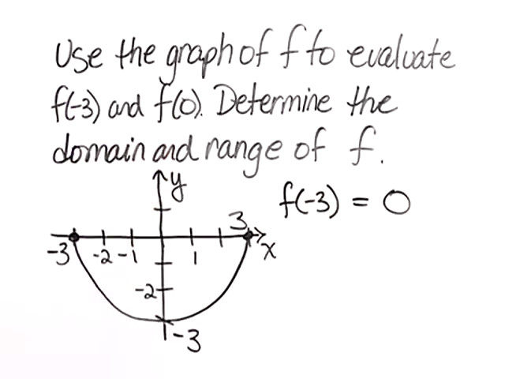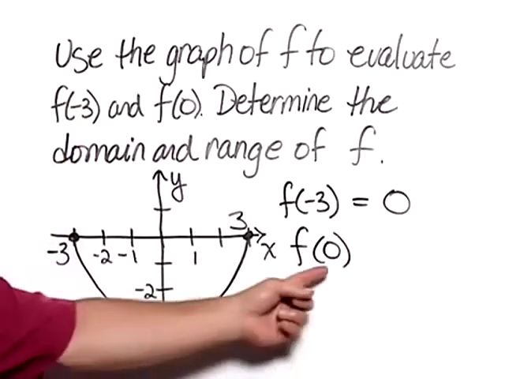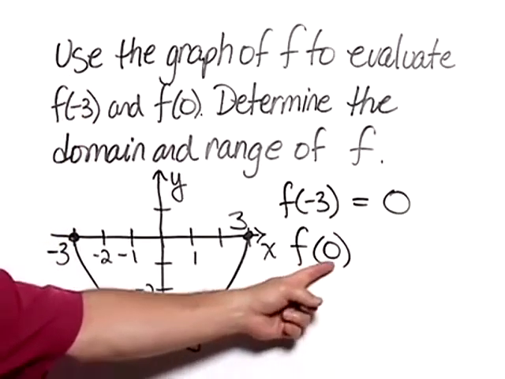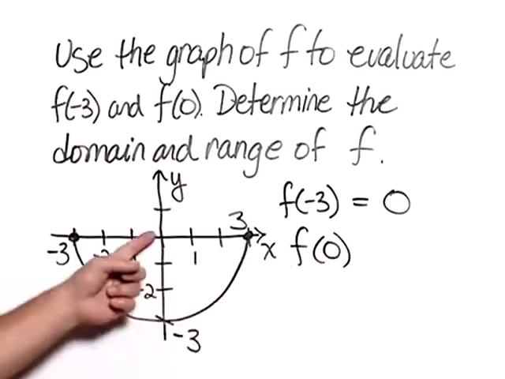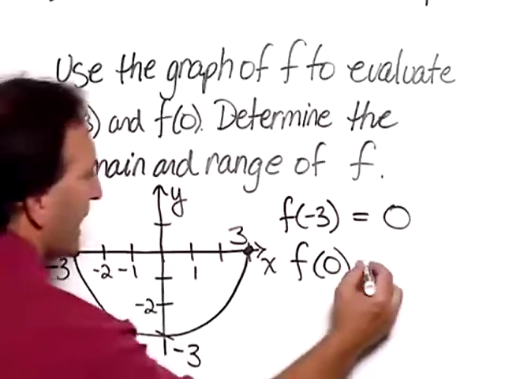Now evaluate f of 0. This time we want to find the value of the function when x is 0. X is 0 right on the y-axis. In other words, we're looking for the y-intercept, which is -3.